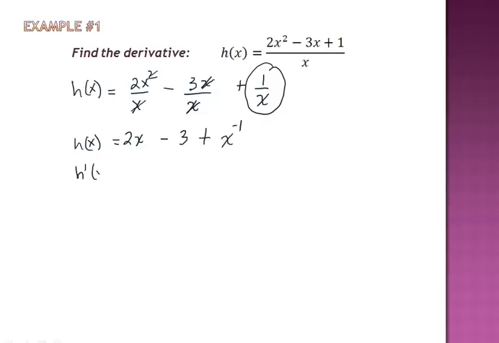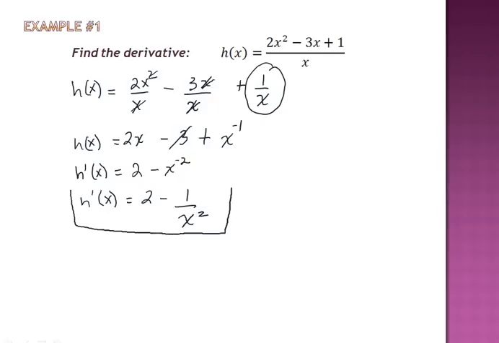So h prime is 2. The 3 is 0, and the x to the negative 1, the power drops. The exponent subtracts 1, so negative 1 minus 1 is negative 2. Negative exponents are not allowed in answers, so I'm cleaning up my answer. And h prime is 2 minus 1 over x squared.